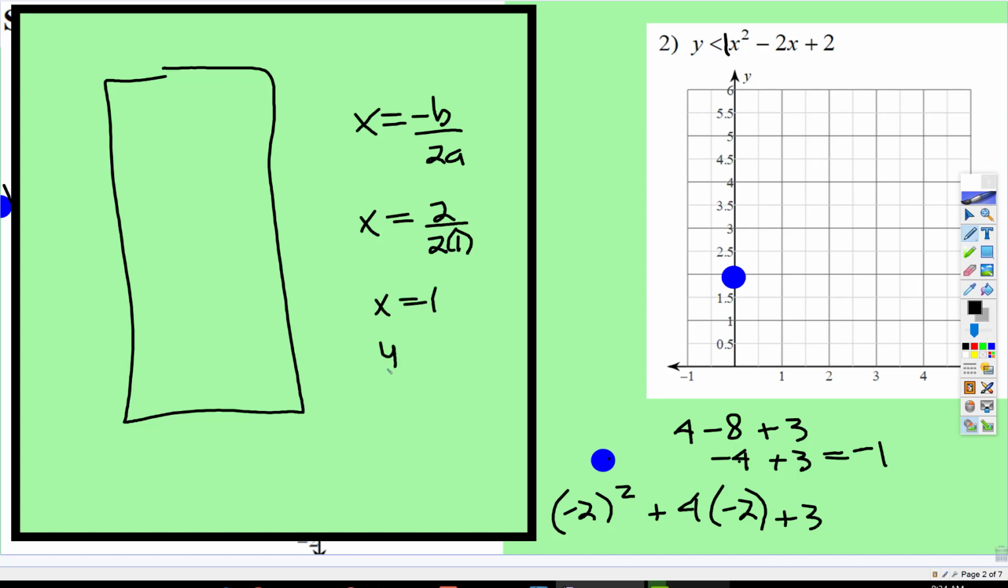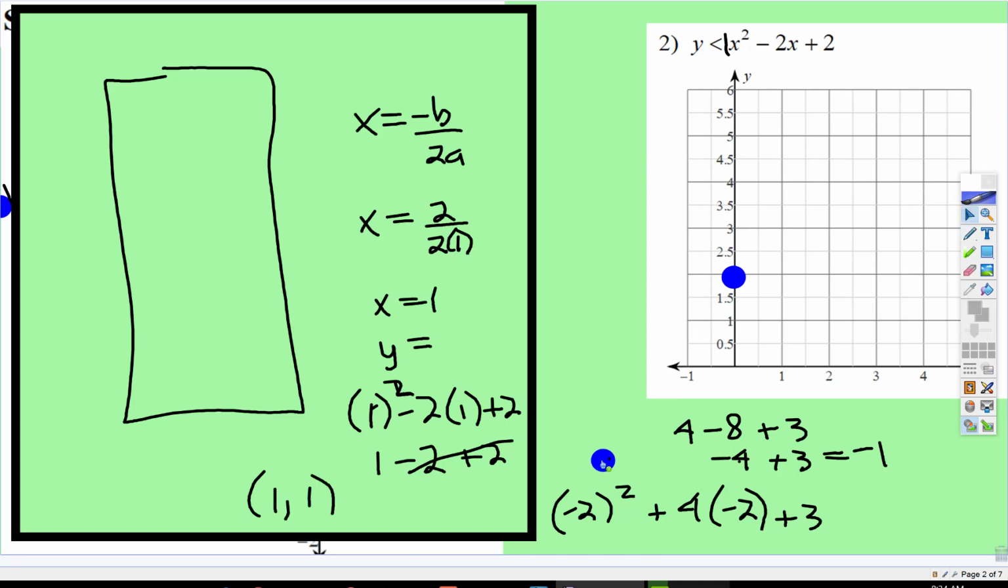And then to find the y value of the vertex, you plug 1 into that function. So 1 squared, subtract 2 times 1, plus 2. Well, 1 squared is 1, subtract 2, plus 2. Well, negative 2 plus 2 cancel out, so that leaves the vertex at 1, 1. So at 1, 1, I can put a dot.